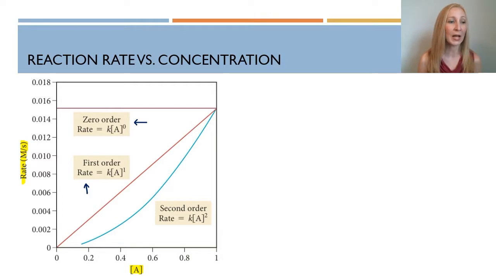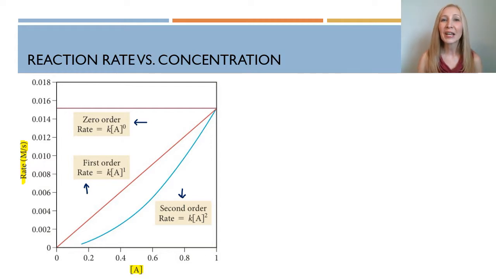Now in a first-order reaction, as the concentration increases, the rate will increase, and it will be a direct proportion. That means it'll increase by the same amount for every amount that the concentration increases. There'll be a direct relationship. You'll get a straight line with a definite slope. Now in a second-order reaction, you'll see it's more of a quadratic or a curved slope. That means that when the concentration increases, the rate is going to increase by the square of that.